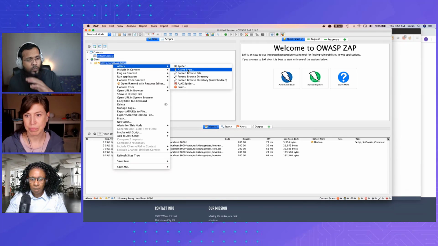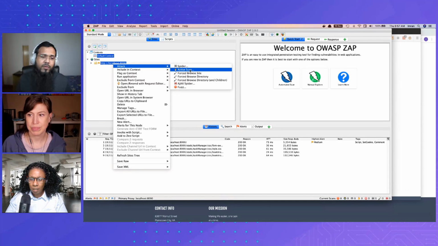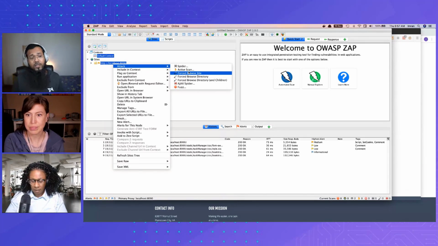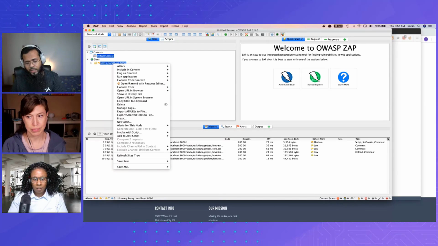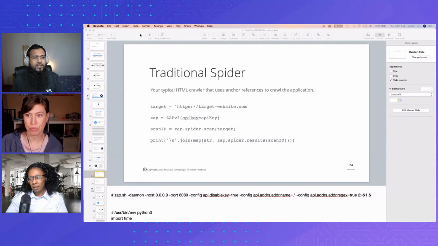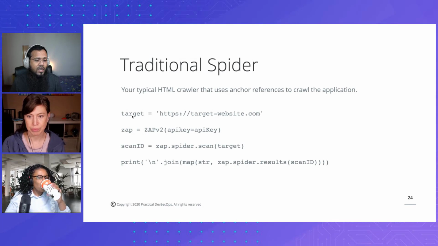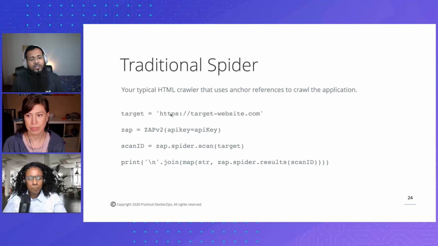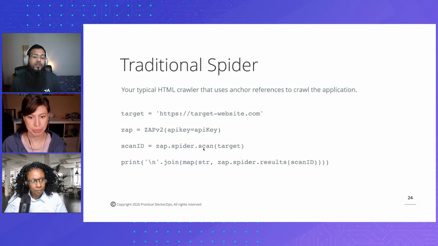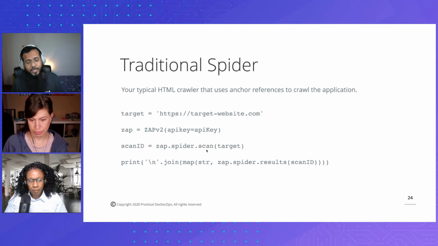Now, when you're doing automation in a CI/CD pipeline, no one is there to click these buttons, and that's literally what we're doing in a programming language using some code. And it's not scary. It doesn't have to be scary. As you can see here, we are just saying, hey, target is this website, target-website.com, and I would like you to scan, basically spider it.